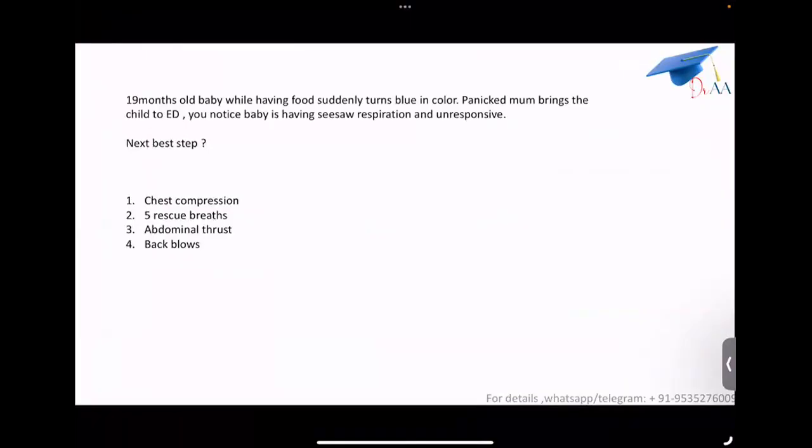We have a 19-month-old baby who, while having food, suddenly turns blue. A panicked mom brings the baby to the ED. You notice the baby is having seesaw respiration and is unresponsive, with 5 respirations.